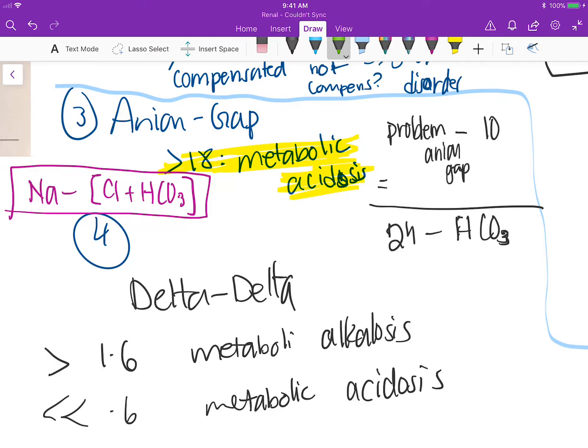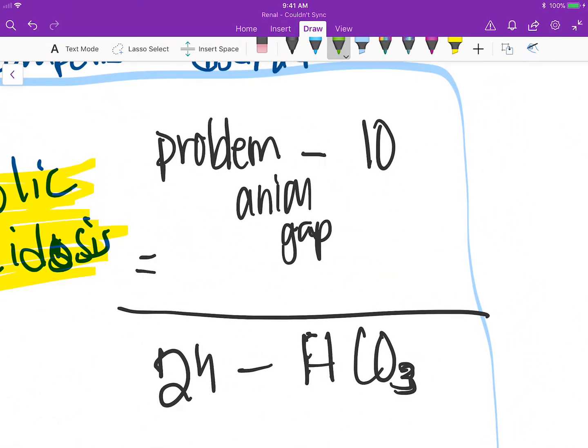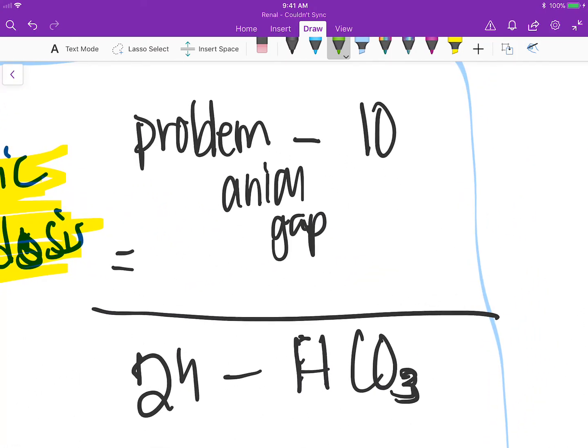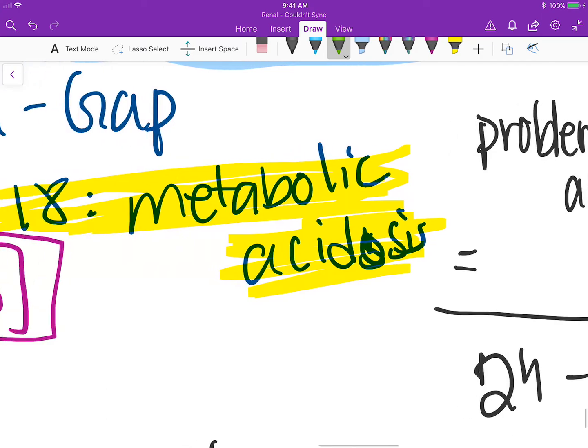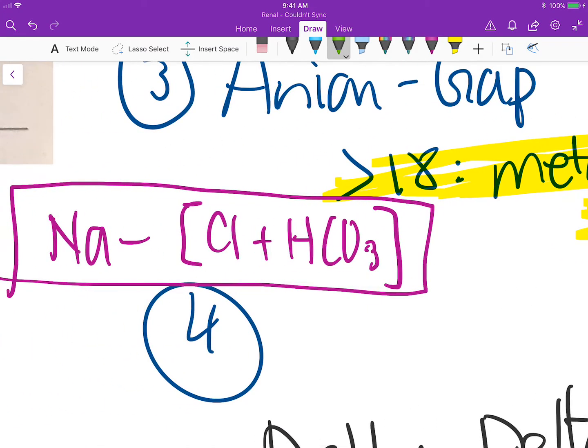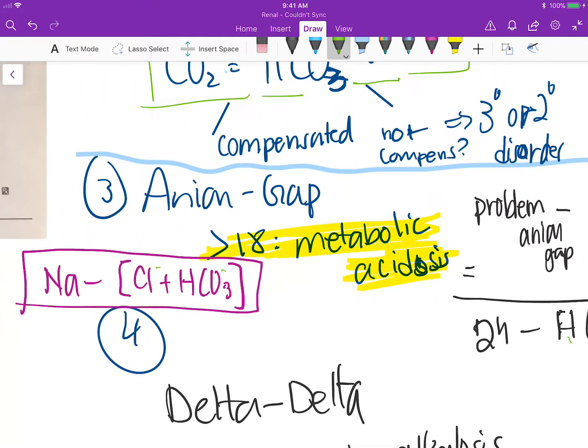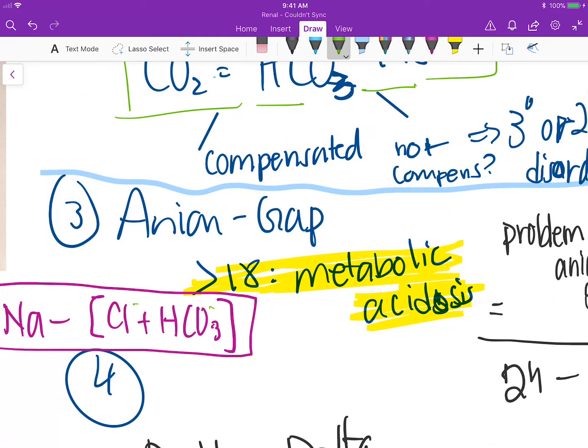Now look at the anion gap. Anion gap is the problem's anion gap minus 10, divided by 24, which is what the bicarb should be, minus what the bicarb is in your problem. What is an anion gap? Anion gap is basically sodium minus all the negative things, which are chloride and bicarb. So that's your anion gap. If it's greater than 18, then you know you have a metabolic acidosis. You might have other things in this problem, but you definitely have a metabolic acidosis just by the fact that your anion gap is greater than 18.